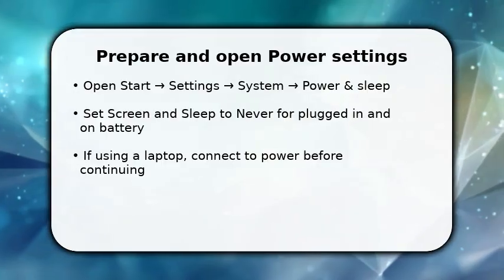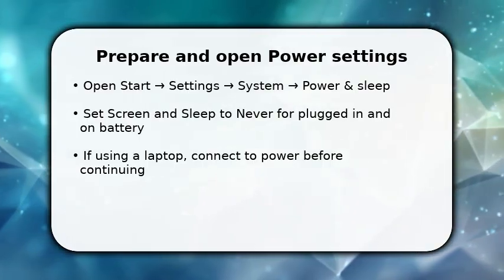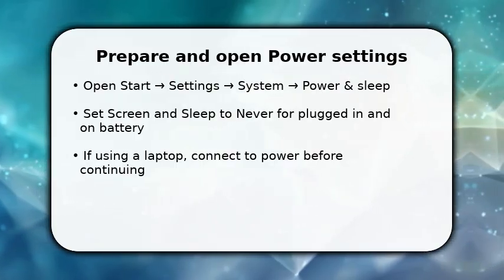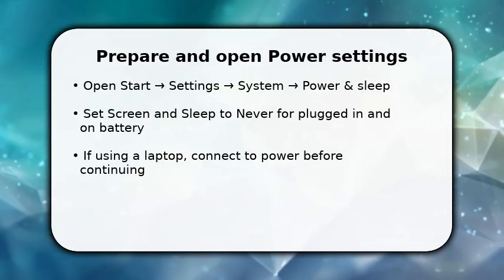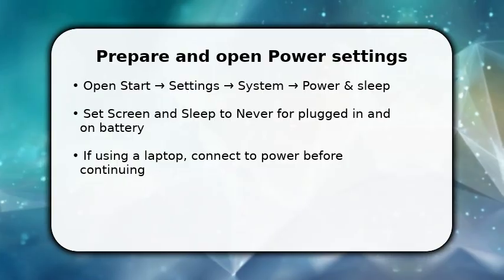You start by opening Settings and going straight to Power and Sleep. This is where Windows controls screen timeout. Change both screen and sleep to never so the display won't turn off. If you're on a laptop, plug in the charger now because battery saver overrides can turn screens off.